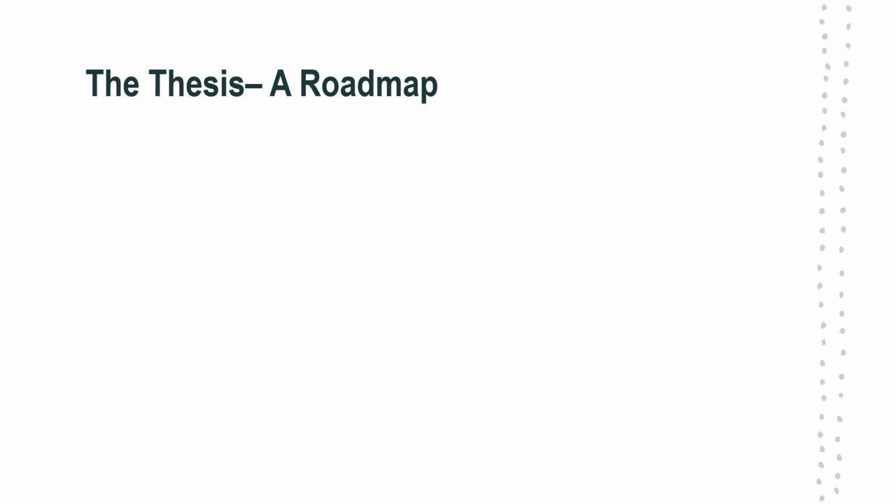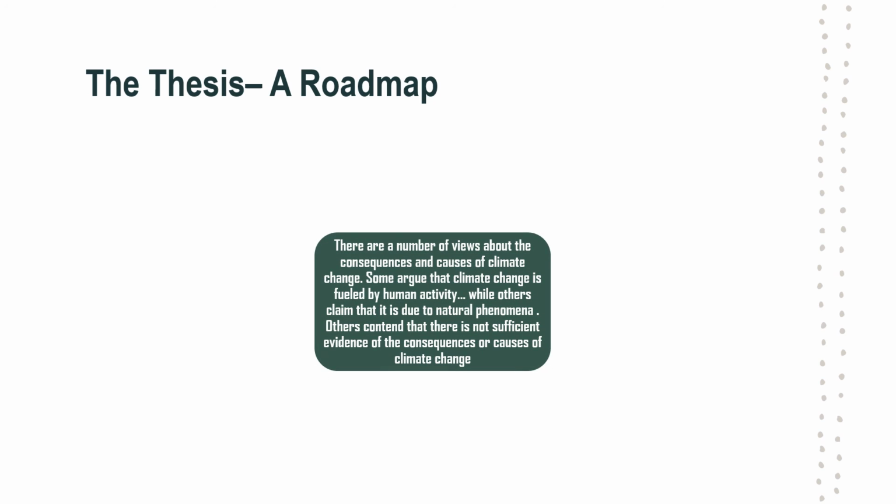So let us look at this other example of another thesis idea and how this essay may be different from the one that we looked at previously. So you have the thesis idea that says there are a number of views about the consequences and causes of climate change. And some argue that, and these are the views now, some argue that climate change is fueled by human activity, while others claim that it is due to natural phenomena, and others contend that there is not sufficient evidence of consequences or causes of climate change.